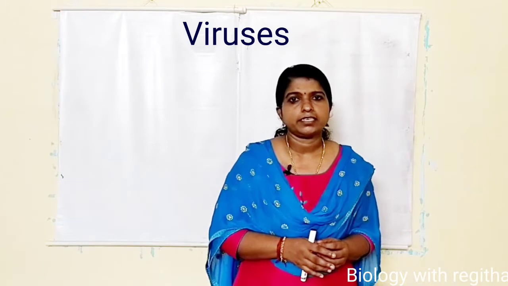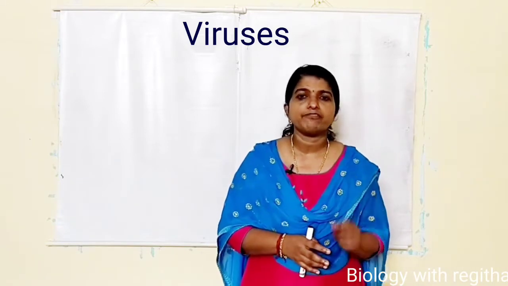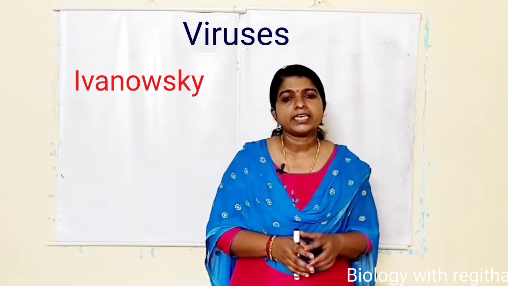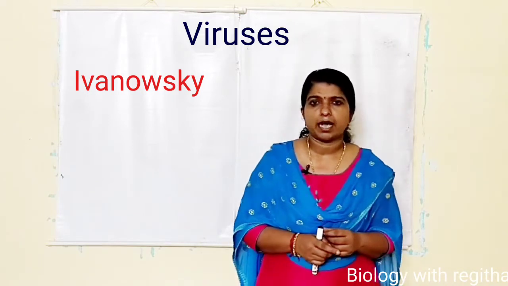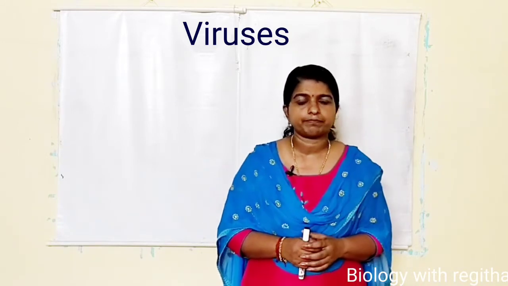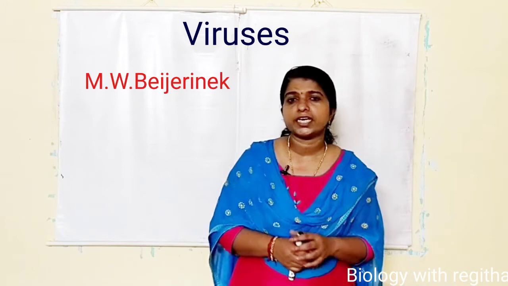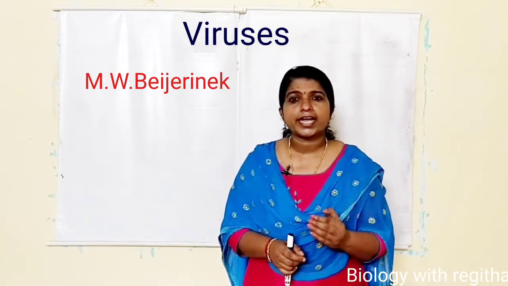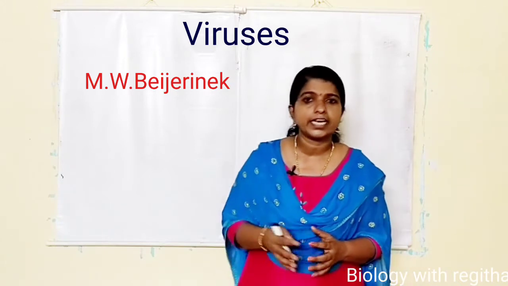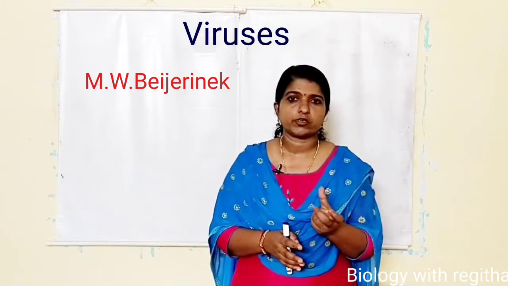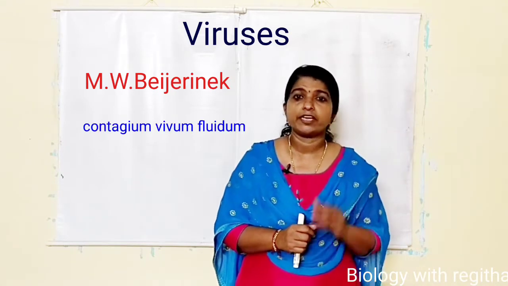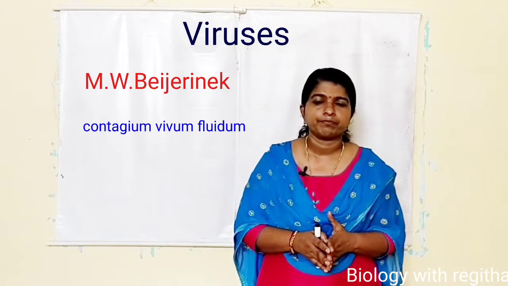Ivanovsky identified there is a microorganism which is responsible for mosaic disease in tobacco. And these are smaller than bacteria because these can easily pass through the bacteria-proof filters. M.W. Beijerinck identified the extract of the infected tobacco is capable of infecting other healthy plants. So this extract, this fluid is known as contagium vivum fluidum, infectious living fluid.